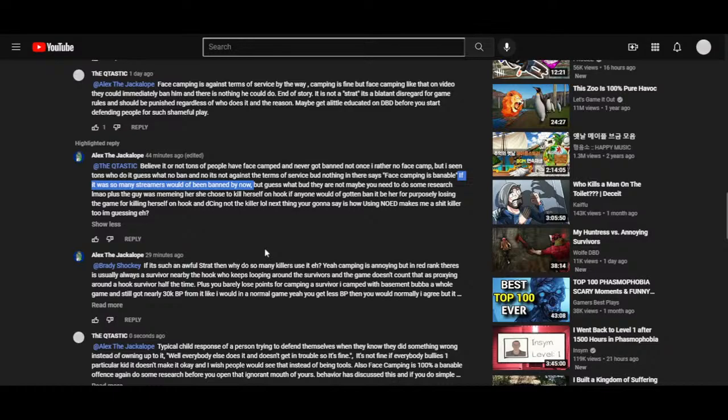Face camping is against terms of service. And you're again doubling down on that childhood logic. Well, if it was the wrong thing to do, a lot of people would have gotten in trouble for it. Like I said, if a lot of people steal from the same store, it doesn't make it right. If a lot of people bully a particular kid and the kid says nothing about it or none of the adults or anything do anything about it, doesn't make it right.